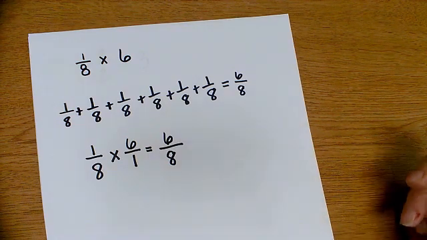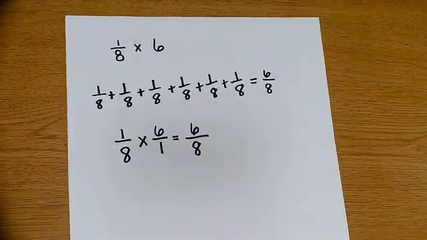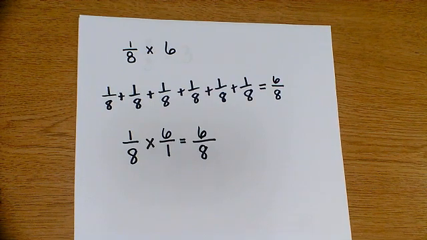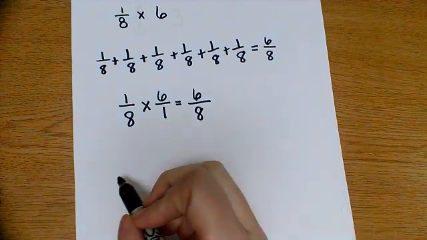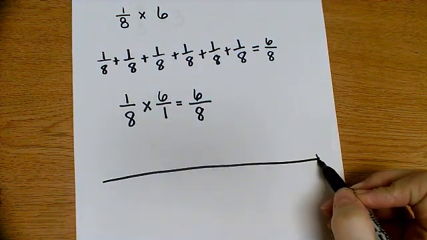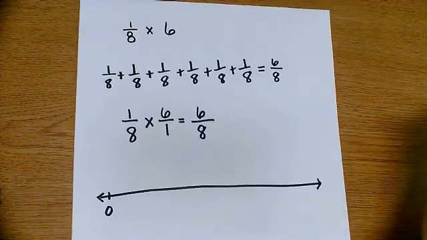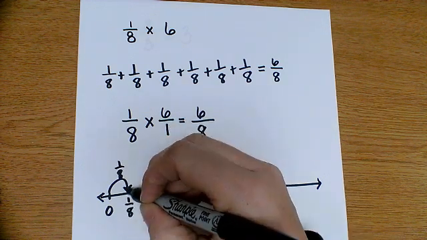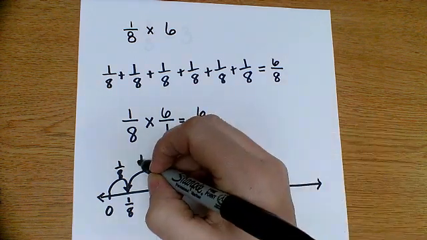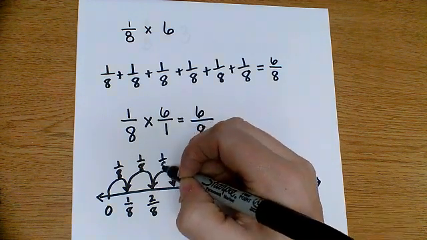In addition to being able to solve multiplication problems with numbers, you're also going to need to be able to model them. So another way that we can prove that 1/8 times 6 is 6/8 is by using a number line. So we're going to use an open number line. We did this with decimals. And I'm going to start at 0, and I'm going to take 6 jumps of 1/8. So I'm going to jump once, so this is going to be 1/8, and that's going to land me at 1/8. If I take another jump of 1/8, I'm going to land at 2/8. If I take another jump of 1/8, and I'm going to do this 6 times.